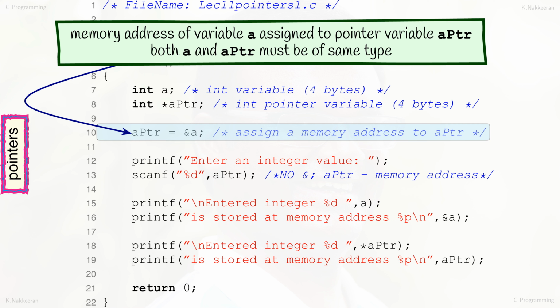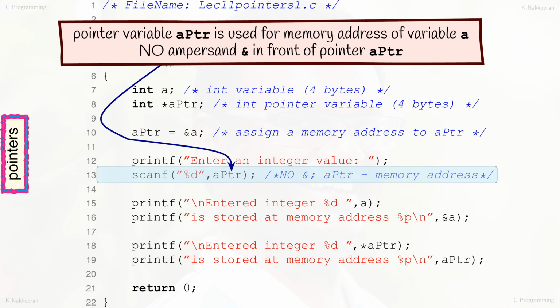In the main function, after this assignment statement in line 10, aptr can be used as the memory address of variable a. In line 13, scanf statement, integer value input through the keyboard is stored in the memory address location of variable a. Note the use of pointer variable aptr to point the memory address location of variable a. Ampersand must not be written in front of aptr as the pointer is already the memory address of variable a.